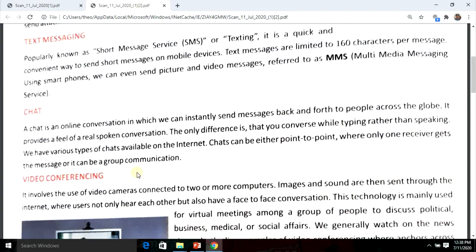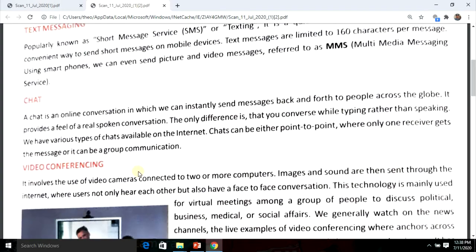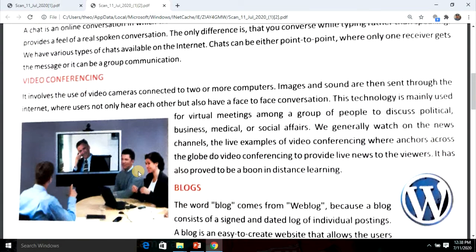The next one is video conferencing. Video conferencing means that computers are connected with a video camera. Images and sound are sent over the internet. It is used for virtual meetings. Nowadays, Zoom is one example of video conferencing. Now people are using webinar conferencing.